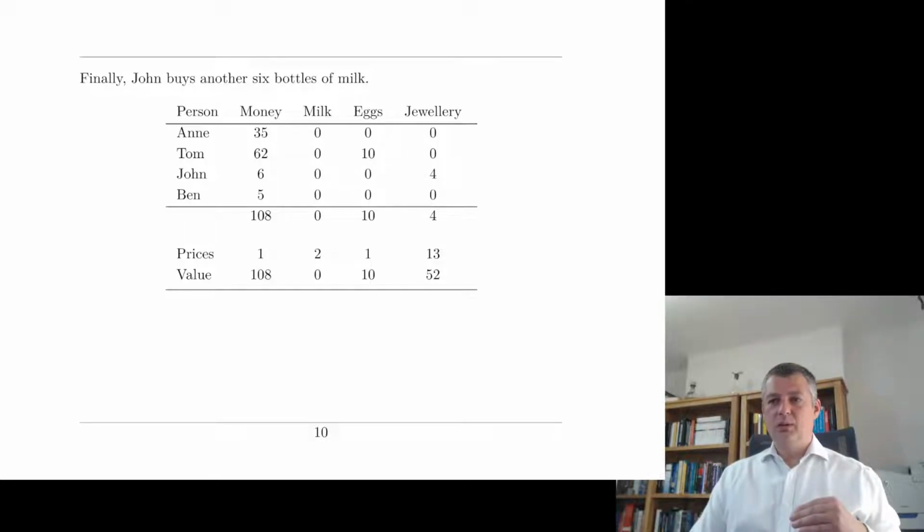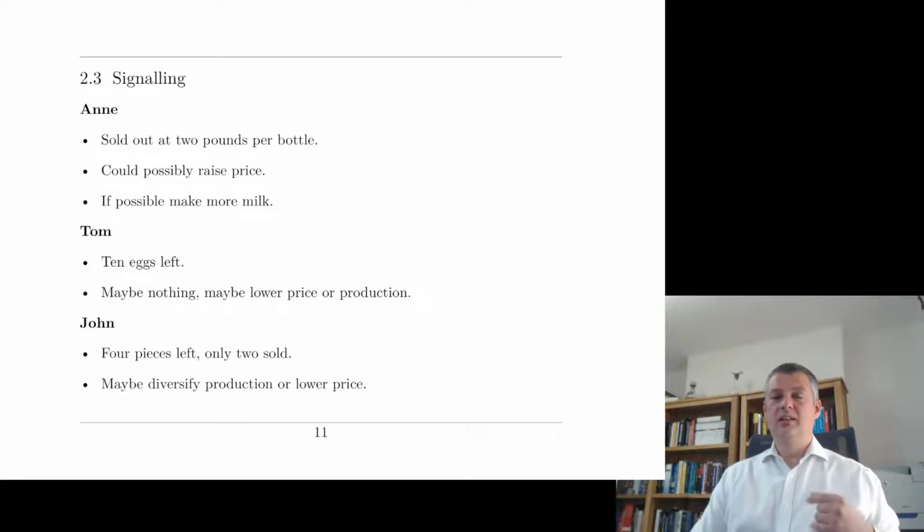This is the process by which the market regulates value. It sends signals to all of the participants. And what are those signals? Well, in the case of Anne, she sold out her entire inventory at £2 per bottle. So what does that mean? Well, it means that for the next market, maybe she should raise prices a little bit or try to bring even more milk to market, because clearly at £2 there was an appetite for all of her product.